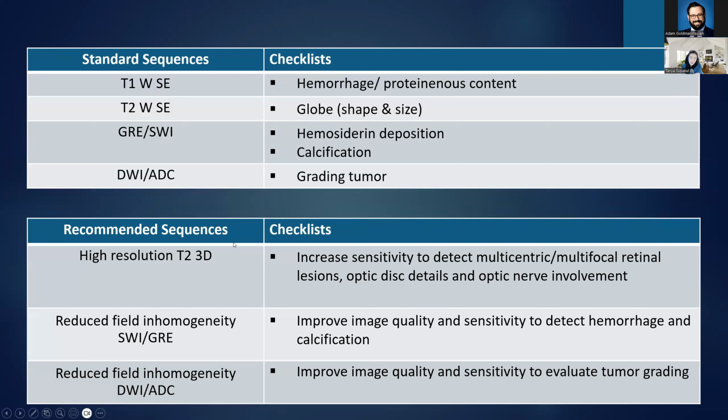We need the high resolution T2 to check for any small contralateral lesions, checking for multicentric or multifocal lesions, and any detail of the optic nerve or optic disc. I do recommend, if you do the scan and you are not sure about the imaging findings, you can do a small field of view on the SWI to improve the sensitivity to detect hemorrhage and calcification, and also a small field of view of the DWI for the tumor grading.